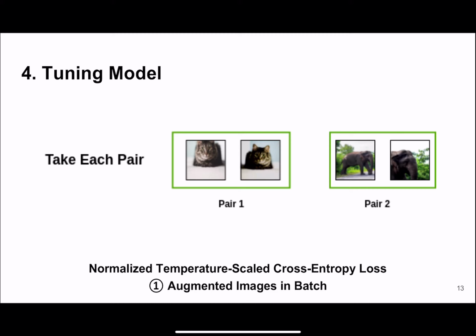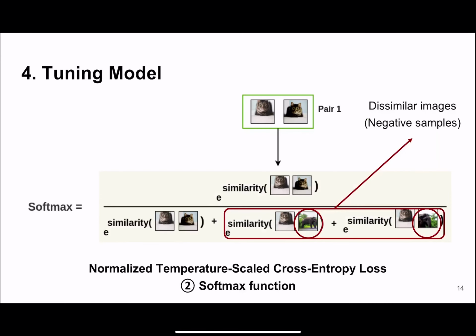Now I will explain the loss function. The SimCLR framework uses a normalized temperature-scaled cross-entropy loss. First, the augmented pairs in a batch are taken one by one. Then the probability of these two images being similar is obtained with the softmax function. Importantly, all remaining images, like elephants, except the most similar image, like the cat, in a batch are dissimilar images, and these can be regarded as negative samples. Therefore, a specialized architecture such as a memory bank is not required for negative sampling.